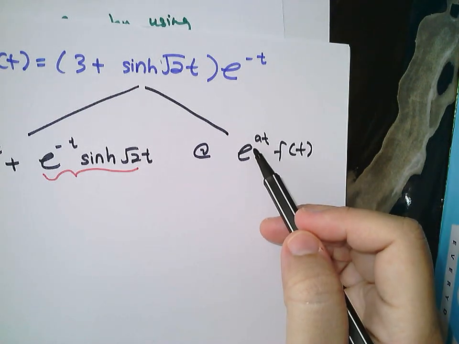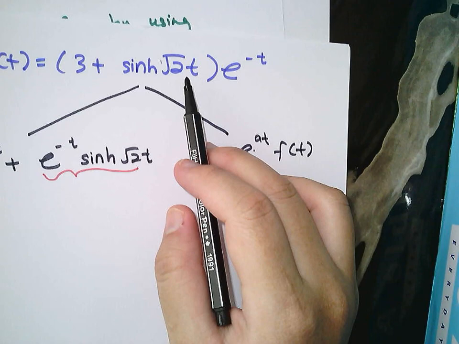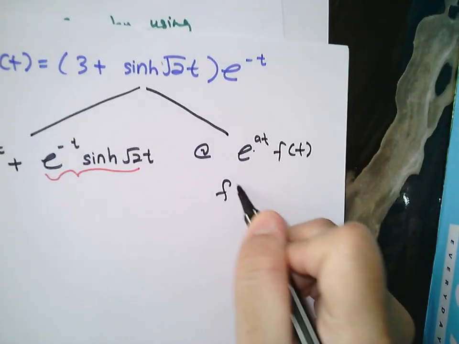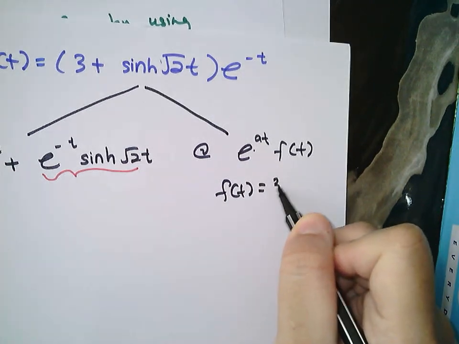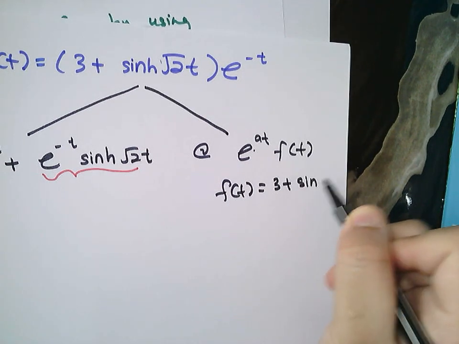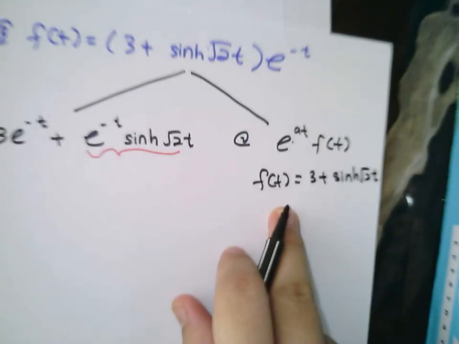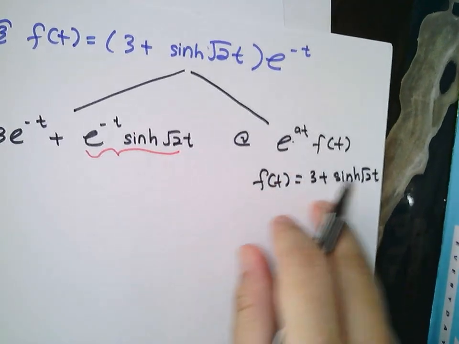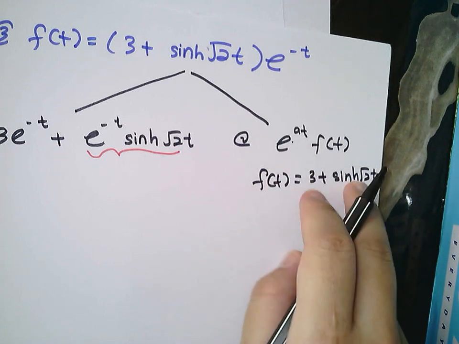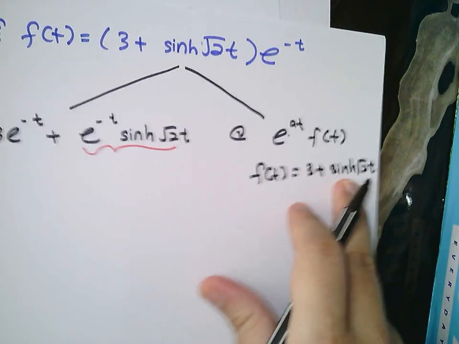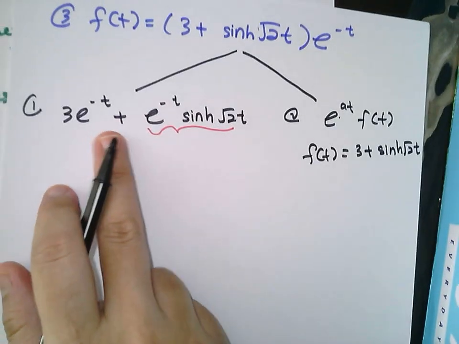So by comparing this one with the function that you have, you know that your f(t) is equal to 3 plus sinh(√2 t). Okay, so just take the whole thing as your f(t). So I'm doing this one first. Like say I'm doing the first one first.